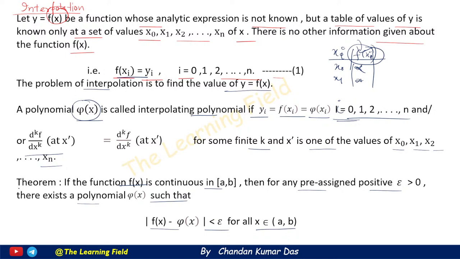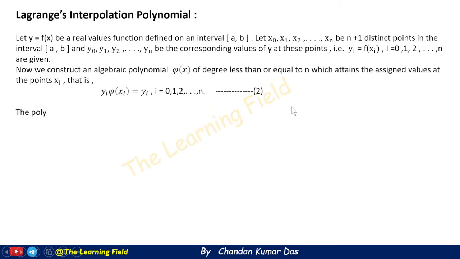Now it comes to the Lagrange interpolation polynomial. So what is the Lagrange interpolation polynomial? Let y equal to f(x) be a real valued function defined on the closed interval [a, b]. Let x0, x1, up to xn be n plus 1 distinct points in the interval [a, b], and y0, y1, up to yn be the corresponding values of y at these points. That means what?